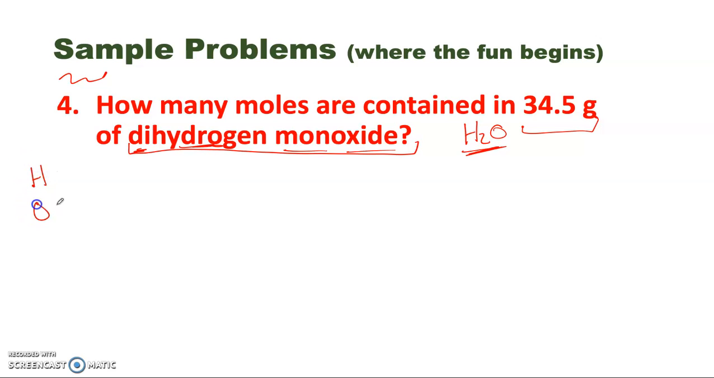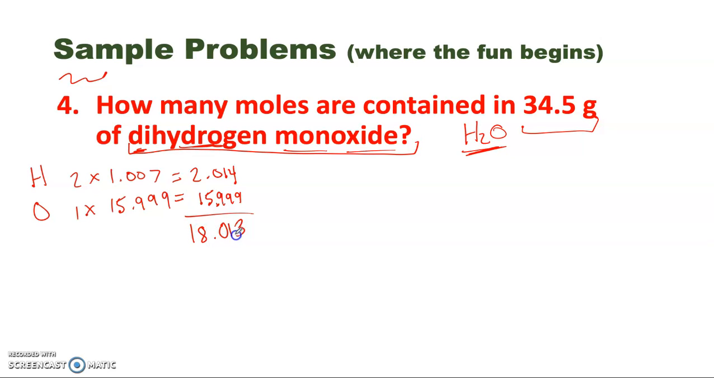So I got to take H and O. 2 hydrogens, 1 oxygen. Hydrogen's mass is 1.007. Oxygen's is 15.999. So the first step is always to just find the molar mass. Now this is 2.014, plus 15.999. Let's put the decimal there. And you end up with 18.013, if I'm doing my math right. And that's grams per mole.